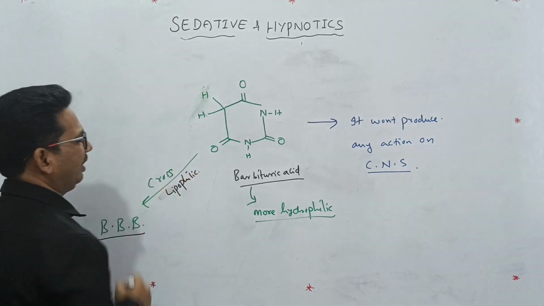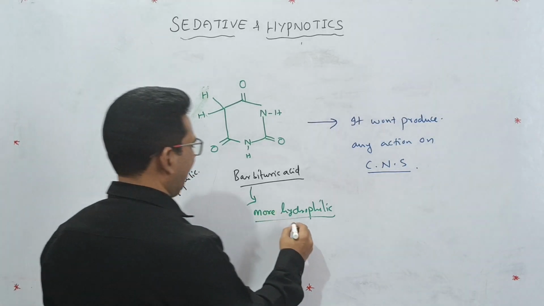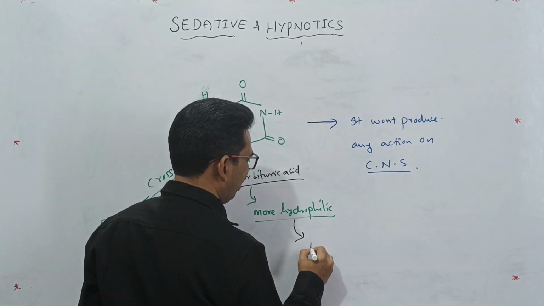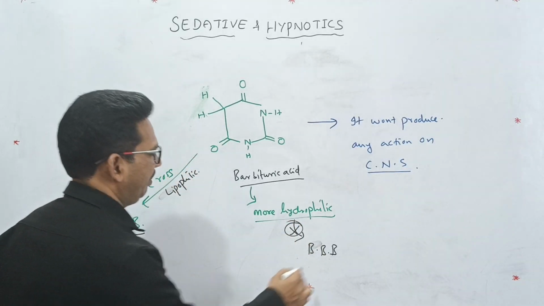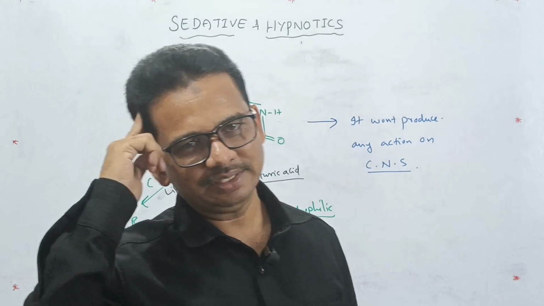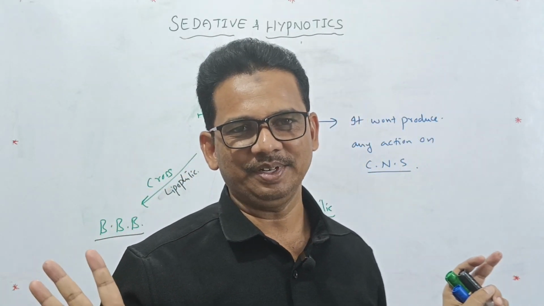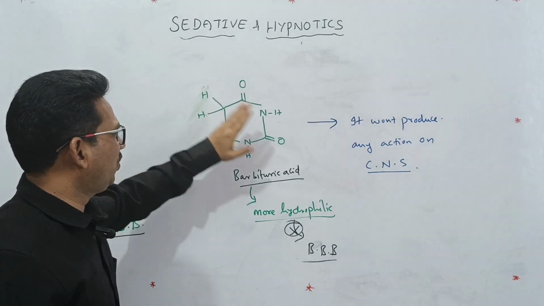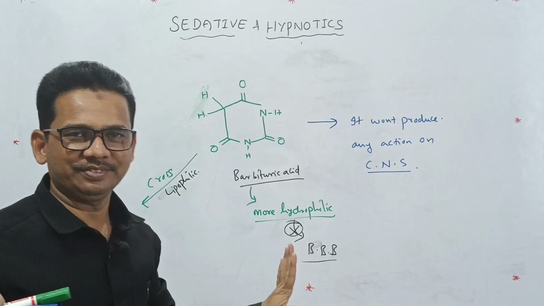Lipophilic. Remember what we required? Lipophilic. If it is hydrophilic, it is not going to cross the blood-brain barrier. It is not going to reach the central nervous system. No use of that drug. Remember that. That's why barbituric acid won't have any sedative and hypnotic action.